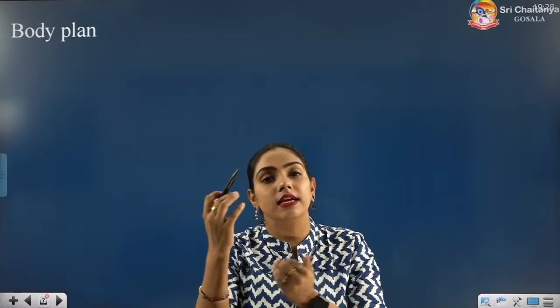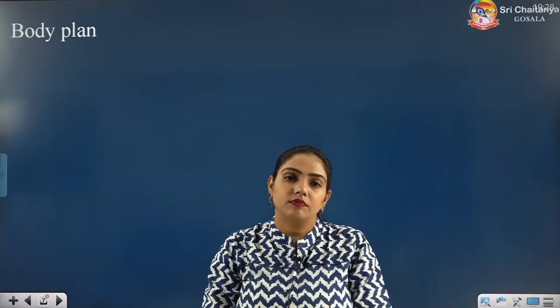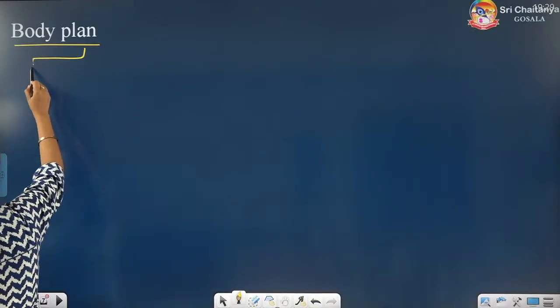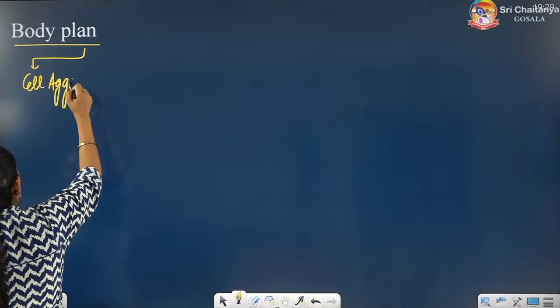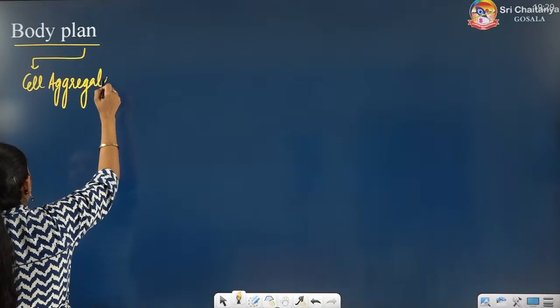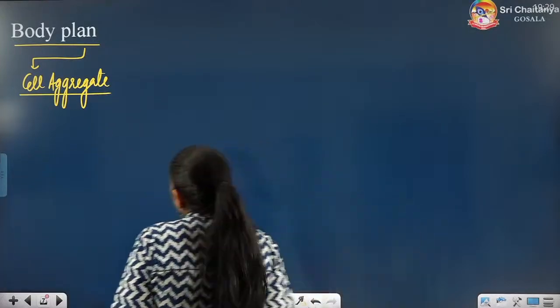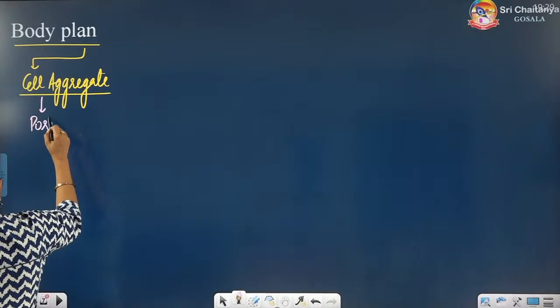If we know the body plan of the organism, then it will be very easy to relate that to the digestive system. Okay. So we have already seen one of the body plans, that is the cell aggregate body plan. We have seen this body plan in which phylum, everyone? Please tell me in the comments.